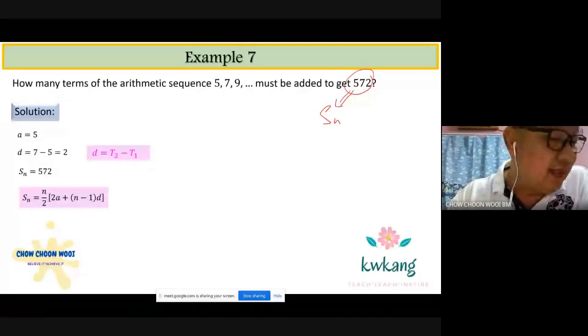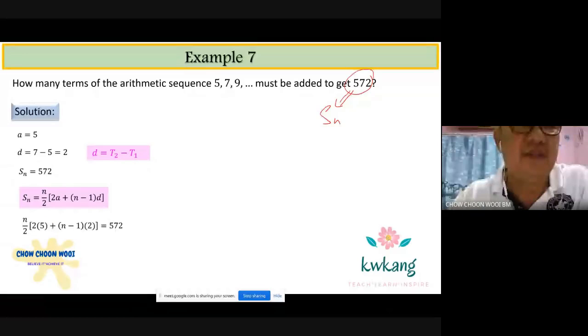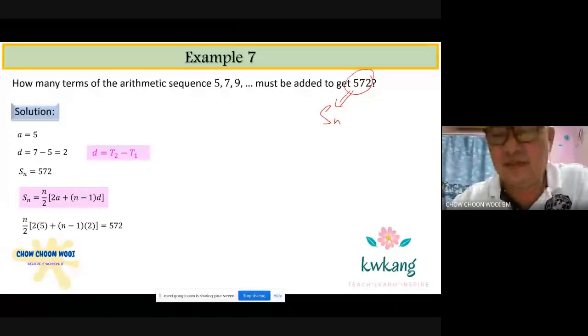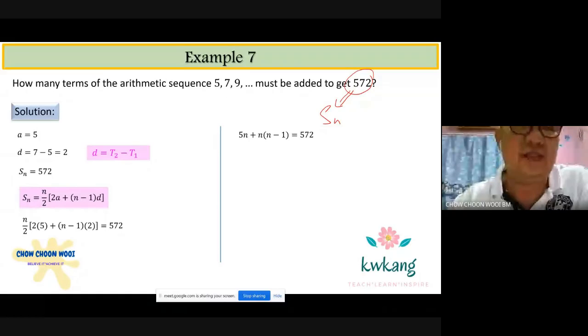Kena hafal sekali lagi. Kena hafal rumus. So n over 2, 2A, where A is 5, plus n minus 1 D is equal to 572. And then 5n plus n minus 1 is equal to 572. Then we can simplify it. It's a quadratic equation.